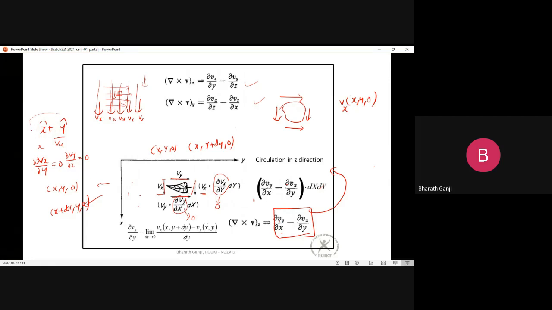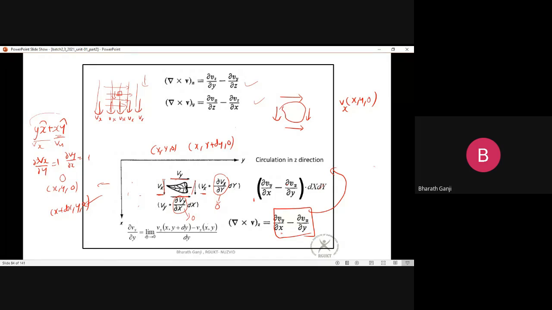Or even if I take an interesting one like this, say y times x cap and x times y cap. Then this becomes your x component and this becomes your y component, and if you take the derivative of the x component with respect to y, you get an answer 1. But if you take the derivative of the y component with respect to x, you also get 1. So now if you subtract these two, your answer is 0. What it means is, if the vector changes in the y direction by as much as it changes in the x direction, then there will not be any net rotation. So this is also an interesting thing.